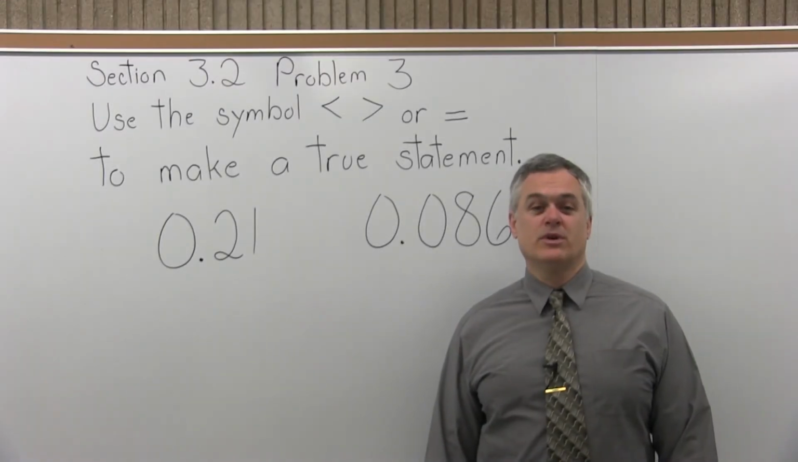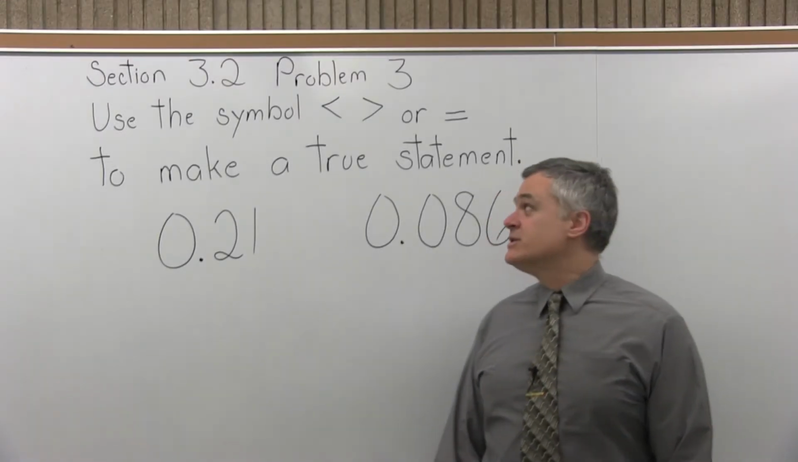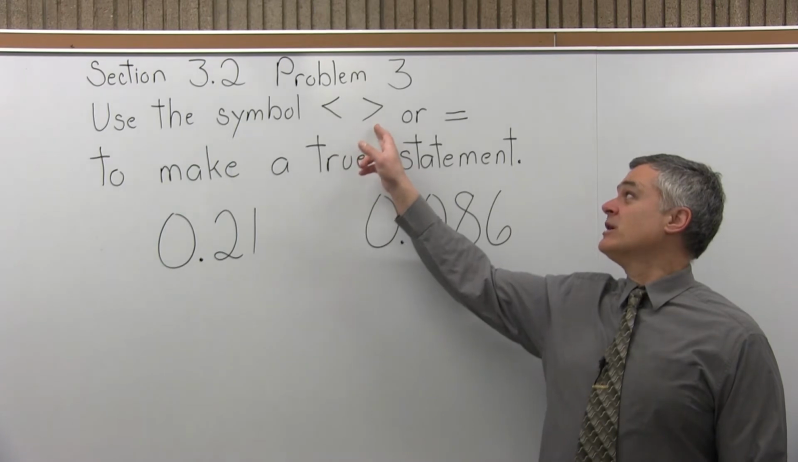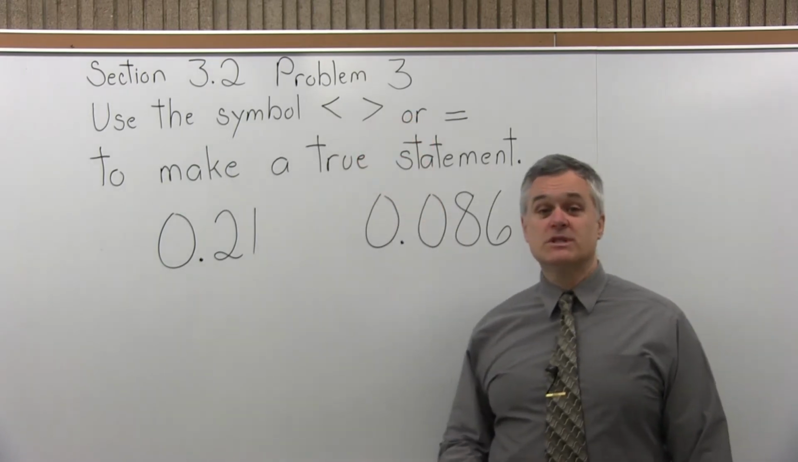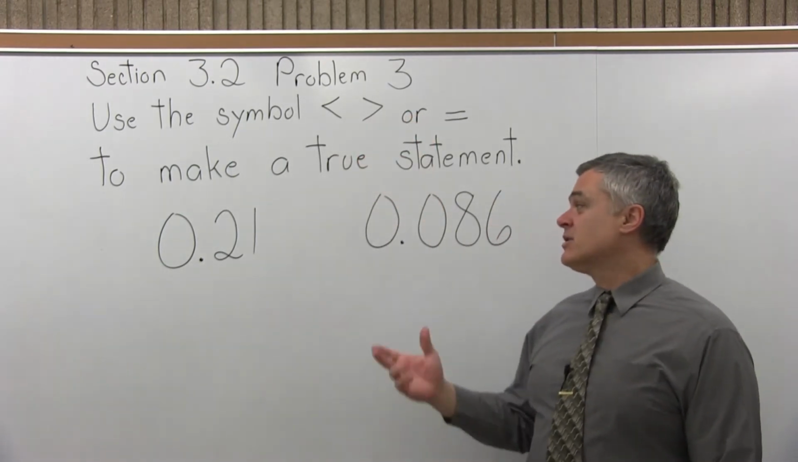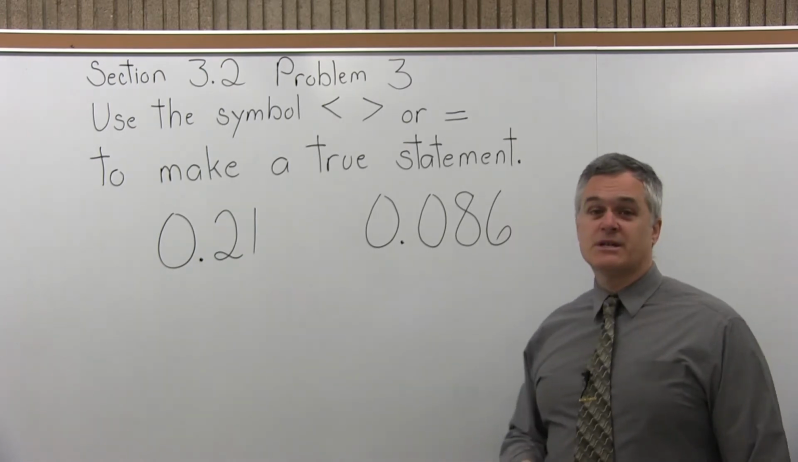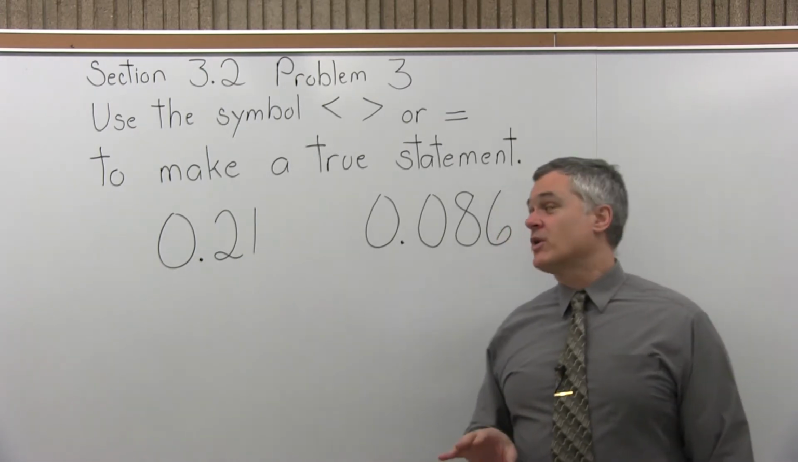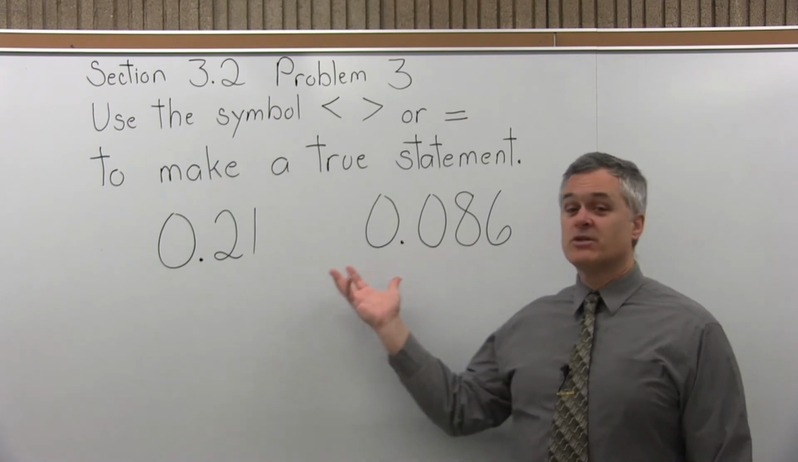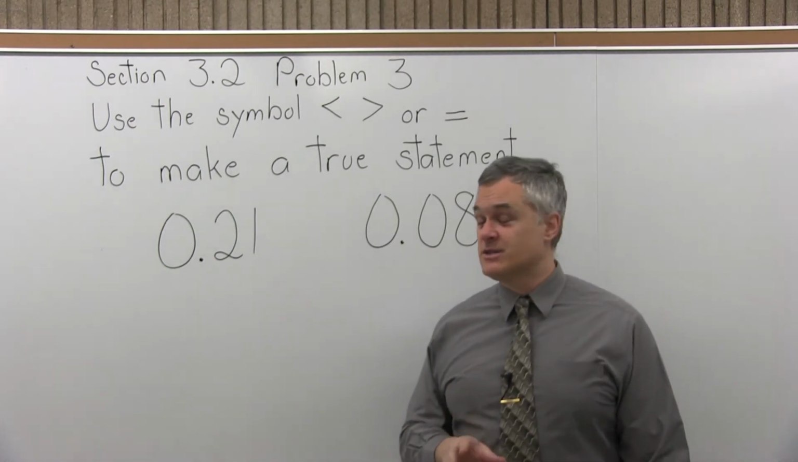This is Section 3.2, Problem 3. It says use the symbol less than, greater than, or equal to make a true statement. And we have two numbers, 0.21 and 0.086. Now, in this particular problem, at a quick glance, the 86 looks bigger than 21, but it's not. And here's the reason why.